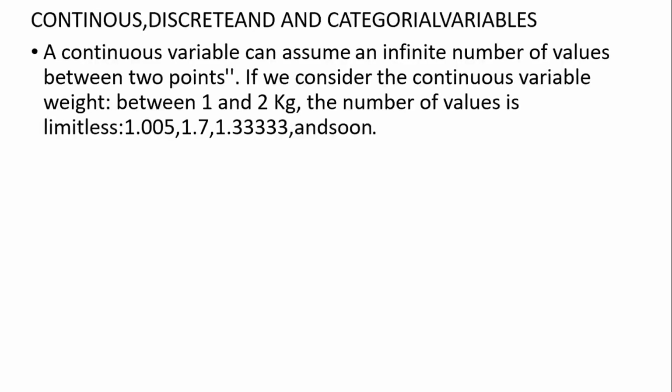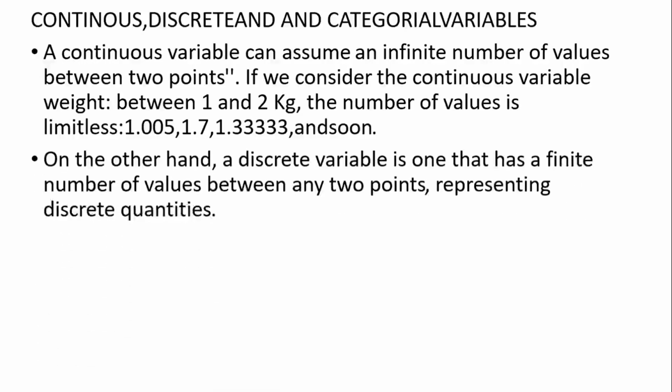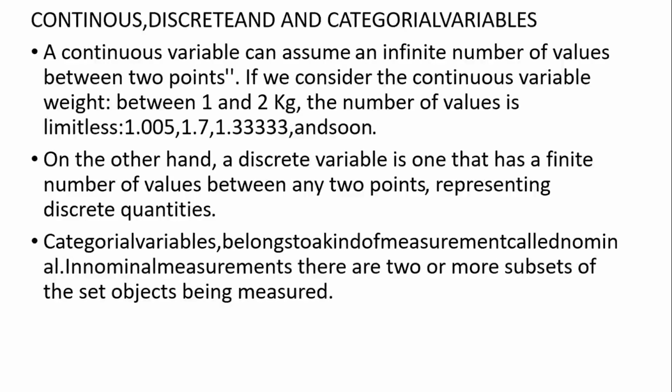Continuous, discrete, and categorical variables. Continuous variables assume an infinite number of values between two points. If we consider the continuous variable weight between 1 and 2 kg, the number of values will be limitless, like 1.005, 1.7, 1.33, and so on. On the other hand, a discrete variable is one that has a finite number of values between two points, representing discrete quantities. Categorical variables belong to a kind of measurement called nominal. In nominal measurements, there are two or more subsets of the set of things being measured.